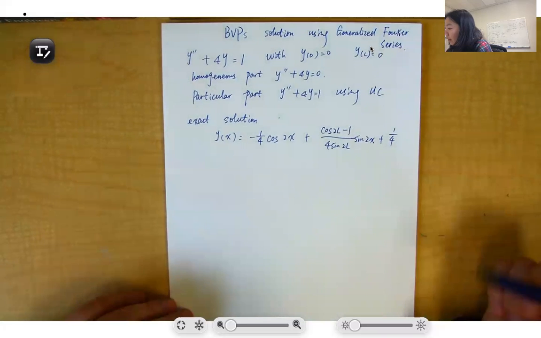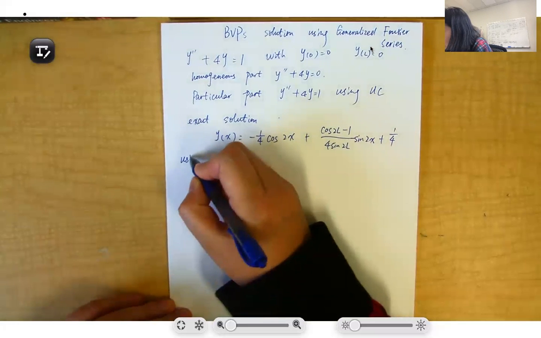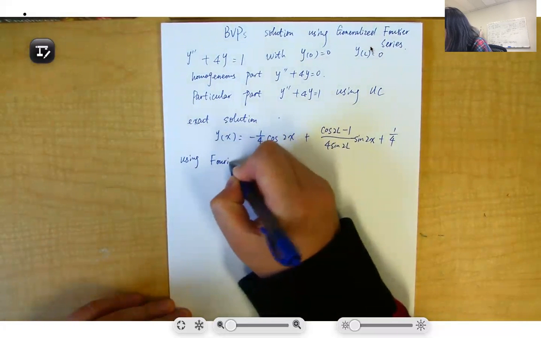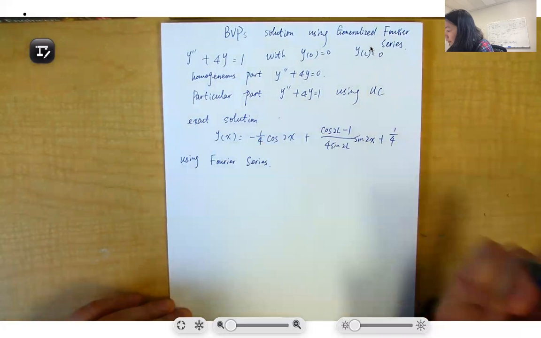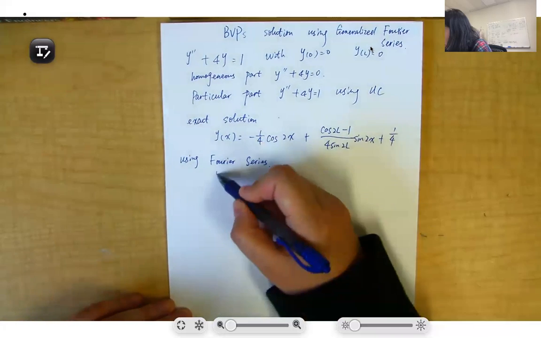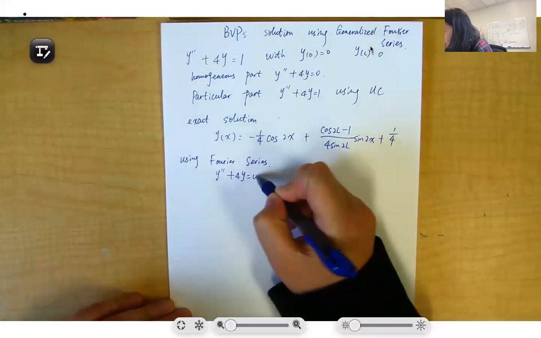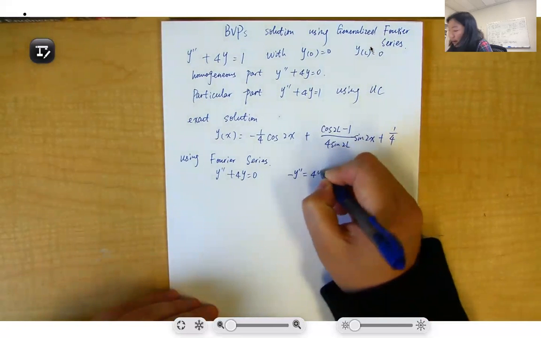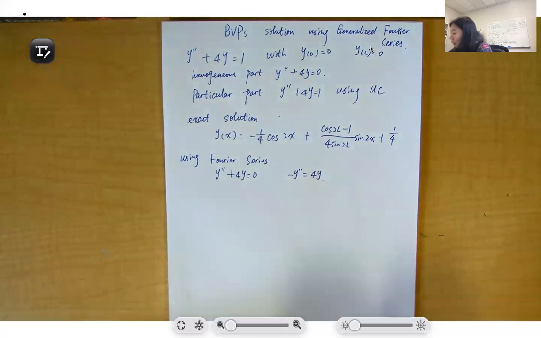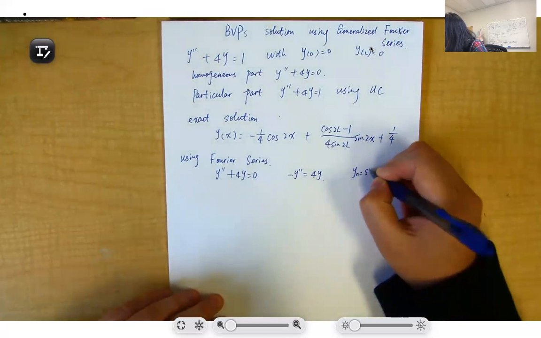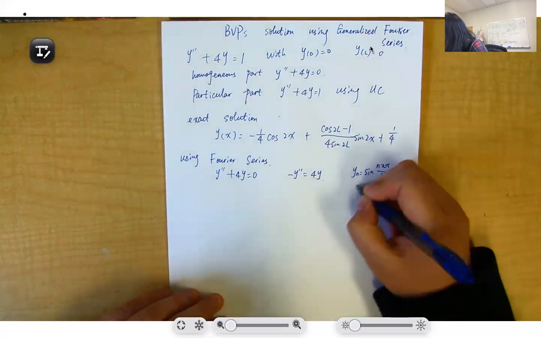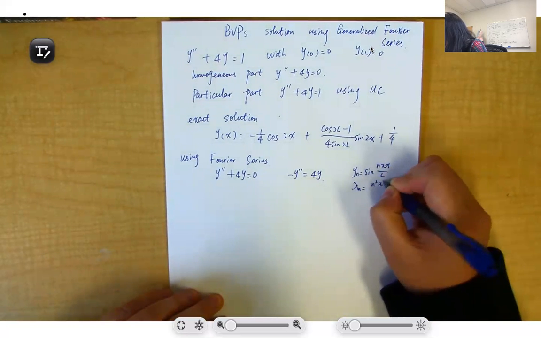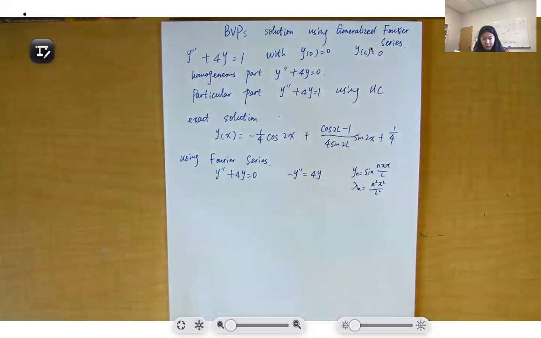How do we do that? We know that y double prime plus 4y equals 0 is basically our Sturm-Liouville problem, minus y double prime equals lambda y. We solved this before. We got our eigenfunctions y_n equals sine n pi x over L, and lambda_n is n squared pi squared over L squared. So those are already solved.